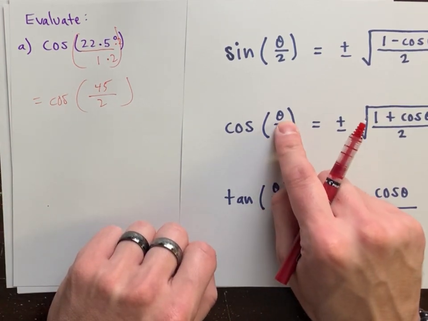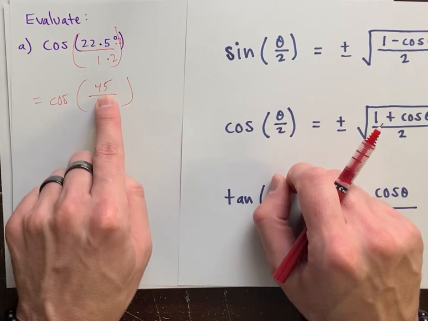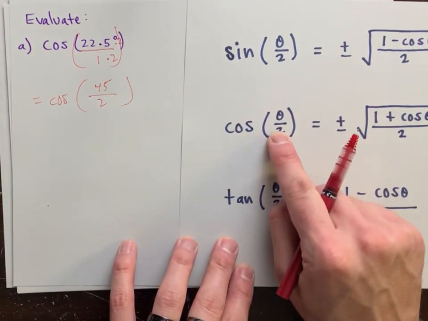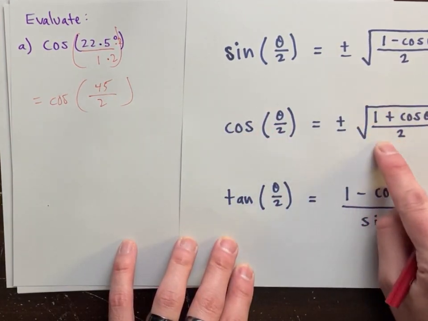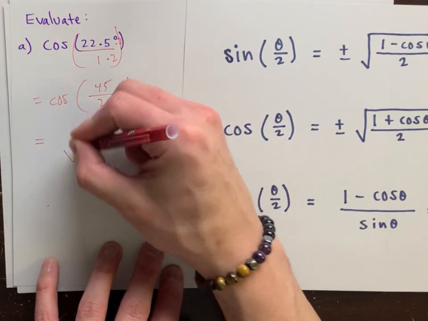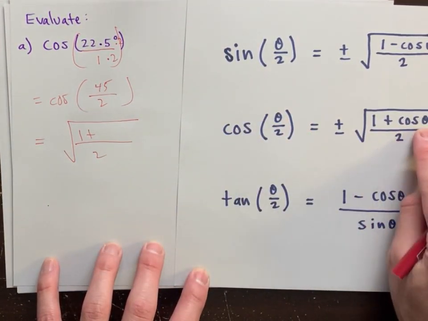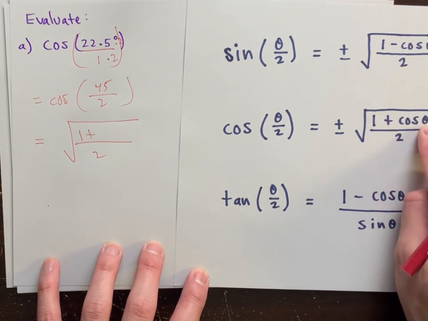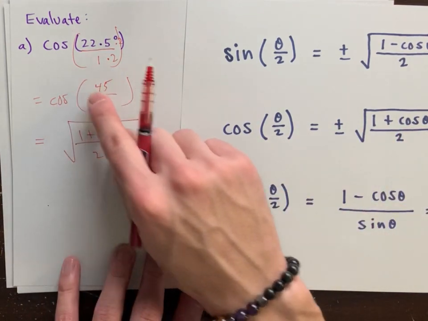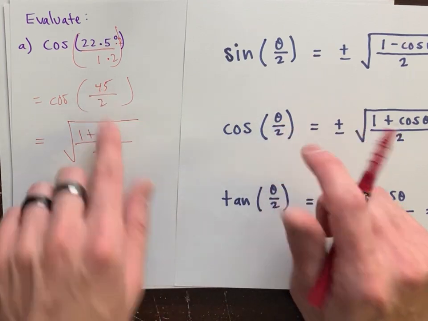And so what's playing the role of theta? 45. And so once you have this, we're supposed to write that. And so this would equal square root 1 plus, well, what goes here? Cosine of whatever plays the role of theta. Here for our problem, playing the role of theta would be 45.